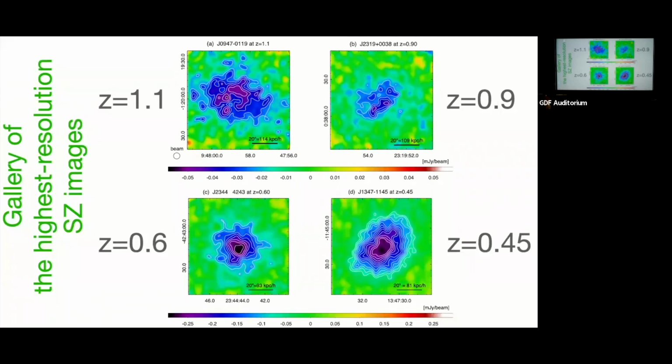ALMA is super powerful. The Atacama Cosmology Telescope, right? A beautiful telescope, has 1 arcminute angular resolution, and that would be entire. So this will be one blob.